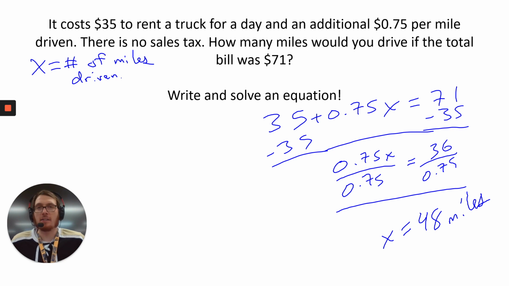Your goal is to write and solve an equation. So what's unknown here is the number of miles. So I define my variable. X is the number of miles driven. $35 is a set cost. So no matter what, it's going to be $35 plus 75 cents per mile times the number of miles equals $71. I subtract 35 on both sides. I get 0.75x equals 36. Divide by 0.75 on both sides, and I'll end up with 48 miles as the final answer.